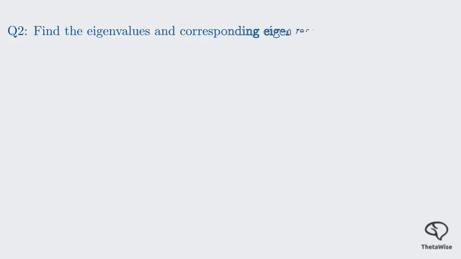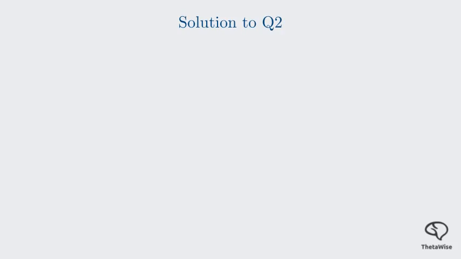Now for question 2. This question asks you to find both eigenvalues and their corresponding eigenvectors. The matrix is B equals [5, 6; -1, -1]. Pause the video and work out the eigenvalues and the two eigenvectors. Let's review the solution for question 2. This is a multi-step problem.